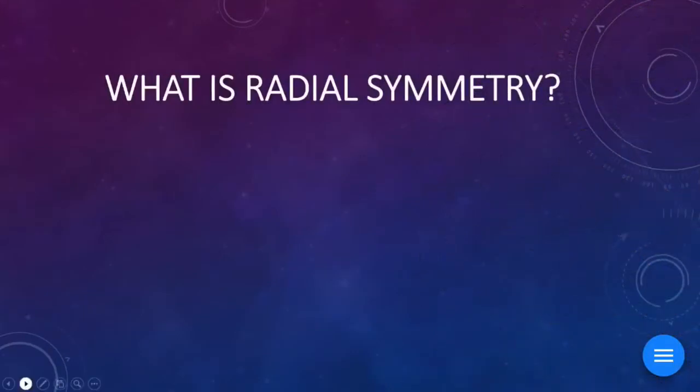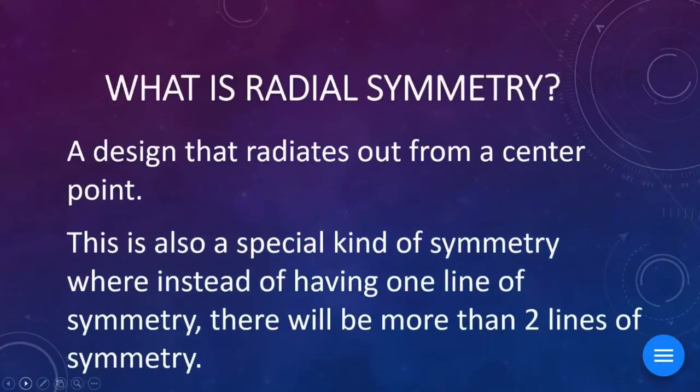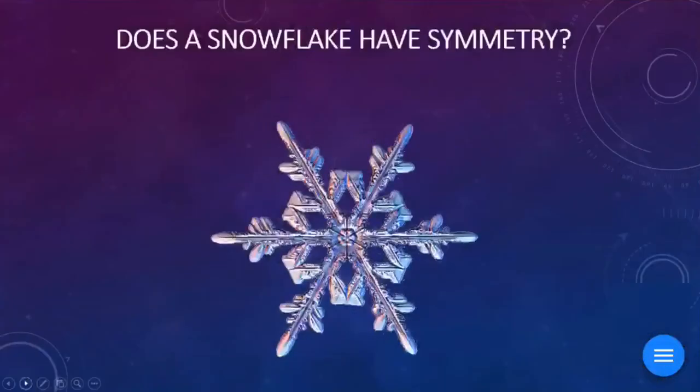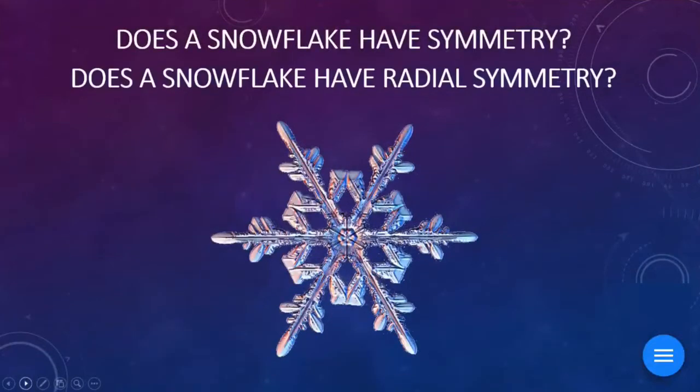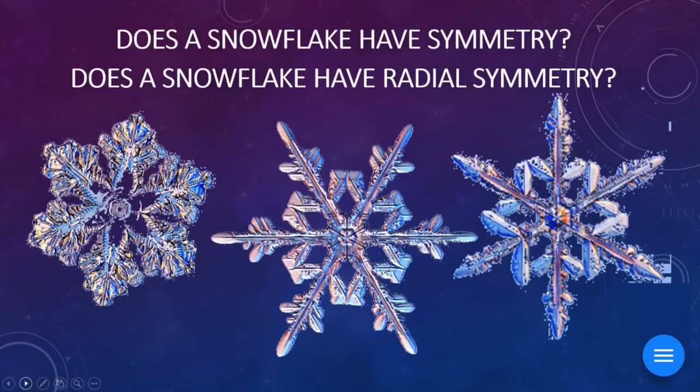What is radial symmetry? It's a design that radiates out from a center point and has multiple lines of symmetry. Does a snowflake have symmetry where you can divide it down the middle and have it be reflected mirror opposites and have them be the same? Yeah. Does it have radial symmetry? Yes, it has many lines that can be divided down it and have it be symmetrical on both sides.